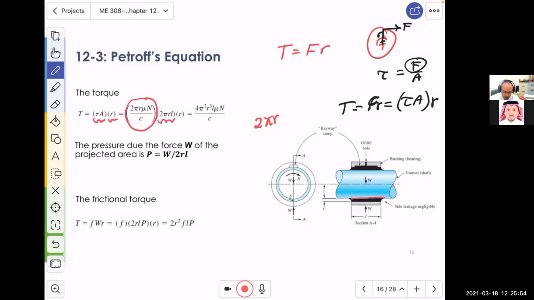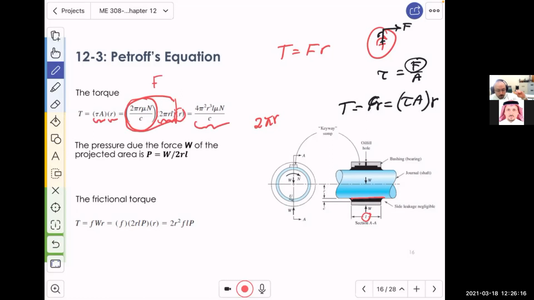multiplied by L. And this is L, ya shabab. Then multiplied by R, because all of this is F. So we multiply it by R and we get this equation. Now, just put it aside. This is the torque equation, right?